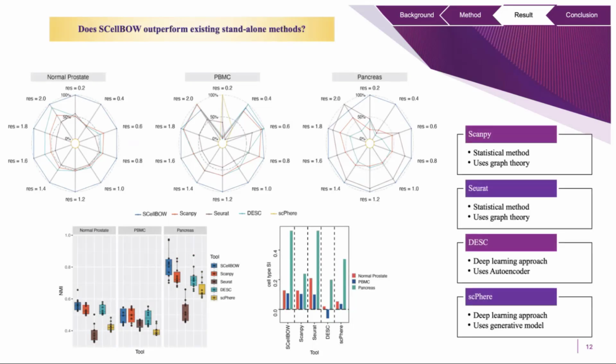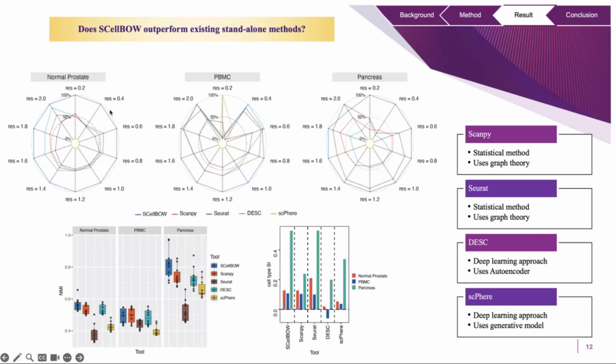Now to compare, since SCellBOW is clustering, I have compared it to different standalone methods. There are two state-of-the-art methods, which are ScanPy and Seurat, which use graph theory and statistical methods. And then there is a third tool, DESC, which uses a deep learning approach for clustering single cells, and Sphere, which uses a generative model to create these single cell clusters.